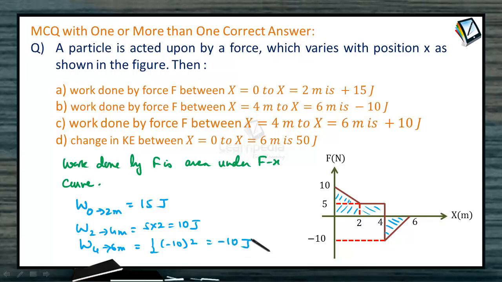Now let us see the correct option. Work done by the force between 0 to 2 meter is 15 joules. So option A is correct. Work done by the force between 4 meter to 6 meter is minus 10 joules. So option B is also correct.